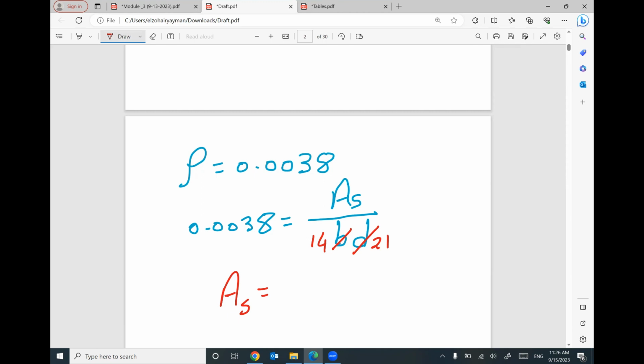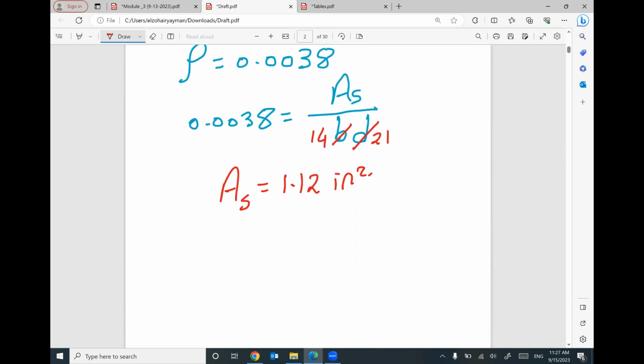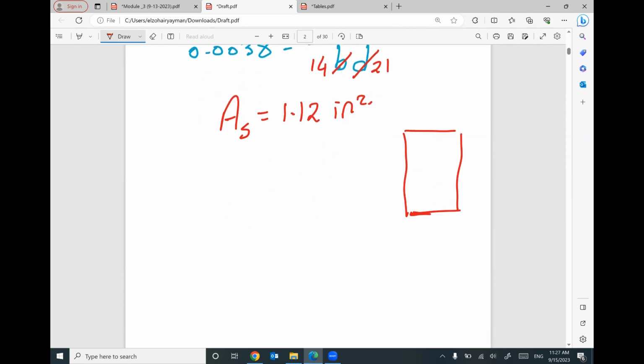I got 1.12 inches square. So the cross section will need area steel equal 1.12 inches square. Anybody has any question so far? No, sir. I would like to convert this area steel to how many rebars?